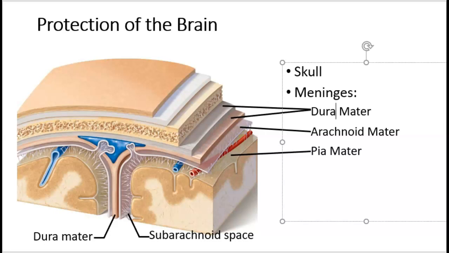Also notice that the arachnoid mater has spider-like extensions that secure it to the pia mater. The space between the arachnoid mater and the pia mater, where you see blood vessels, is called the subarachnoid space. This space contains cerebrospinal fluid that even further protects the brain. It cushions it, allowing it to float, and gives the brain buoyancy, which decreases its weight.